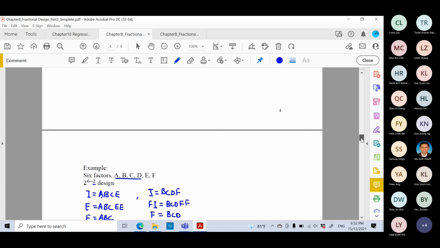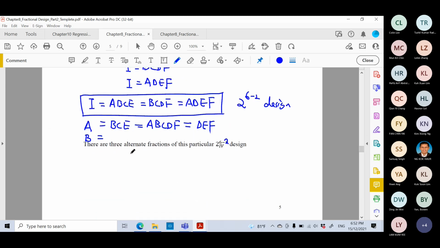So therefore, over here, I say that there are 3 alternate fractions of this particular 2 power of 6 minus 2 design. Okay, so if you want to consider, that one will be I equal to A, B, C, E. Okay, it's similar to here. And then another one will be I equal to the negative B, C, D, F. Okay, or you can have another one where I will be equal to the negative A, B, C, E.